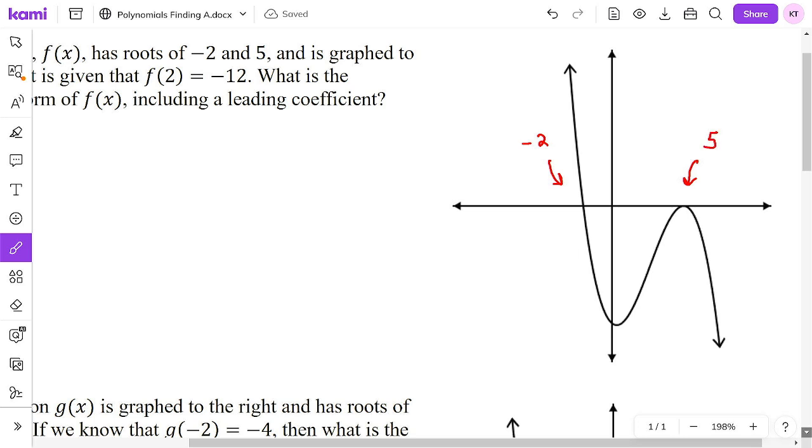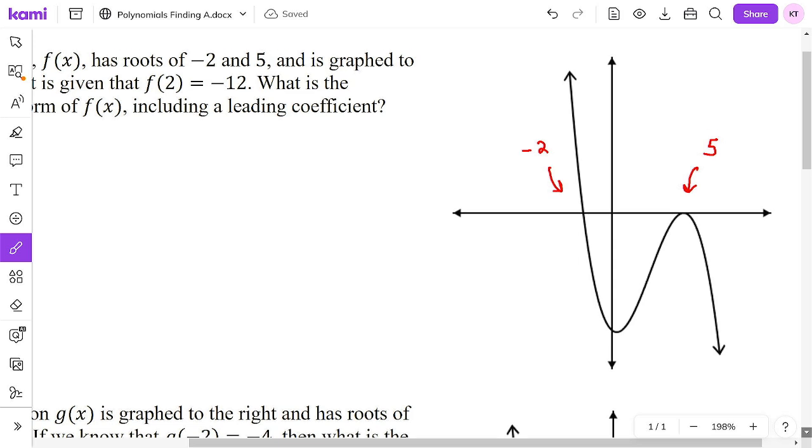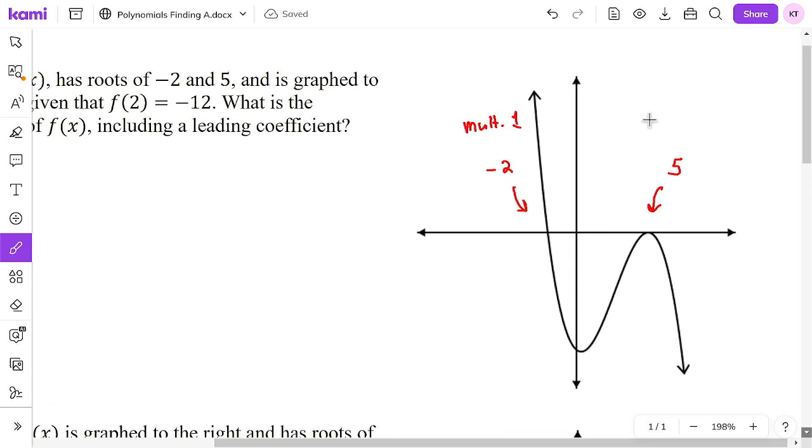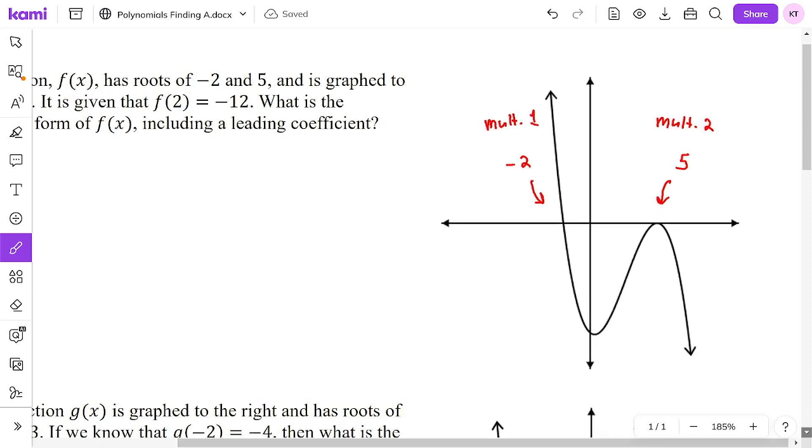And so just based off of this graph, I can also determine what the multiplicities are based on how they cross or bounce on our x-axis. So at -2, it just crosses through like a straight line. So I know it's going to have a multiplicity of 1. And at 5, it bounces off of our x-axis like a quadratic. So I know that's going to have a multiplicity of 2. Lastly, we know just based off the end behavior of our graph with the right arrow going down and the left arrow going up, that we are going to have a negative leading coefficient.